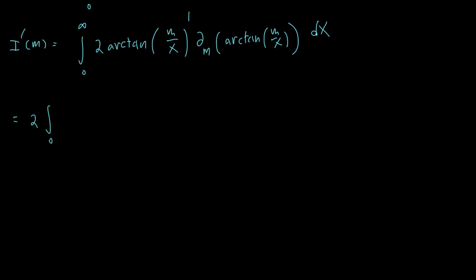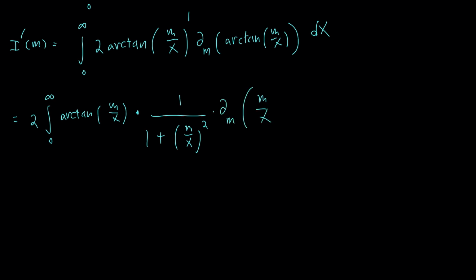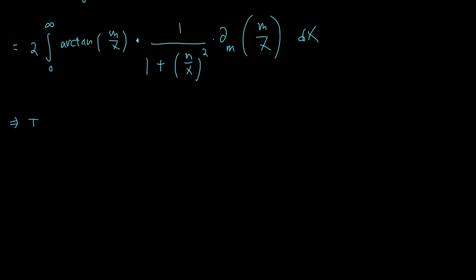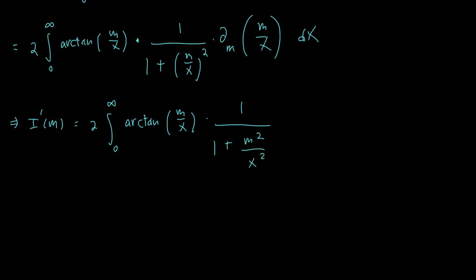So we have twice the integral from 0 to infinity, the arctangent of m over x times 1 over 1 plus m over x quantity squared, and the partial derivative with respect to m of m over x because of the chain rule dx. So we have I prime of m is twice the integral from 0 to infinity arctangent of m over x times 1 over 1 plus m squared over x squared, and this derivative will end up being 1 over x dx.